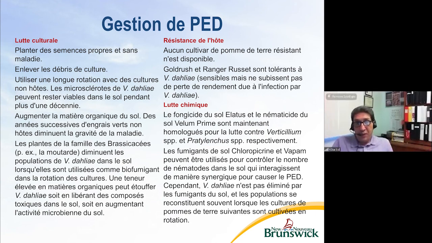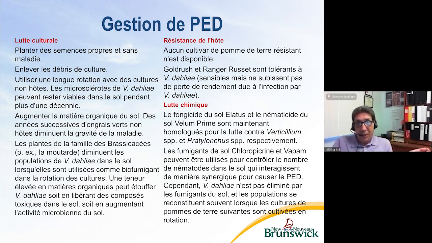Removing crop debris is important too, because as I showed you in some of the slides, the stem would have the microsclerotia in it, and that's the overwintering structure. So if these stay in the field, they will stay for 10 years until you plant a host that's favorable and they will infect it. Use long rotations with non-host crops because the microsclerotia can remain viable for a long time. Increasing the soil organic matter is important. Successive years of non-host green manure decrease the disease severity.